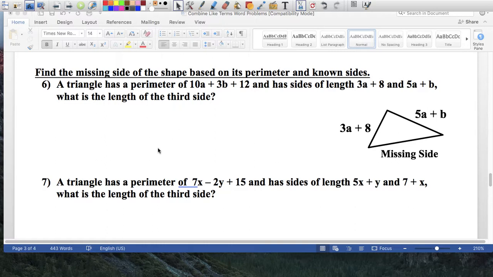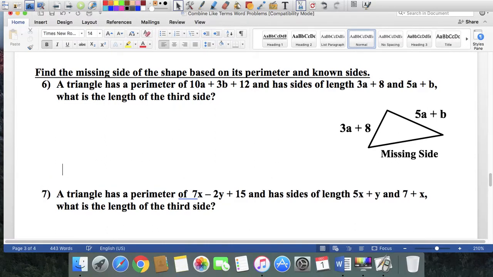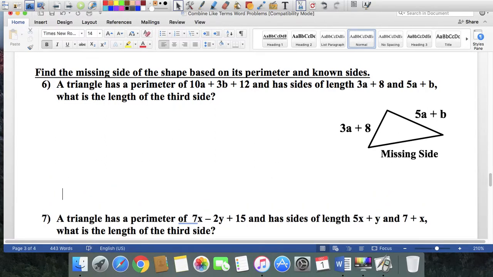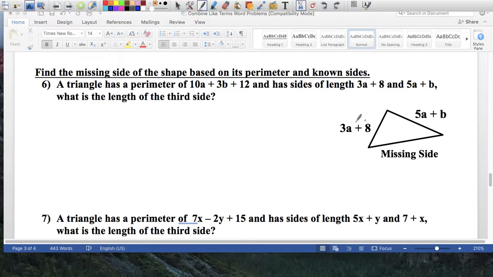Find the missing side. Okay. All right, so let me change this problem. Let me put a 4 here. Let me put a 6 here. Okay, and again, missing side. And let me change this perimeter to, let me pick a number, 15.